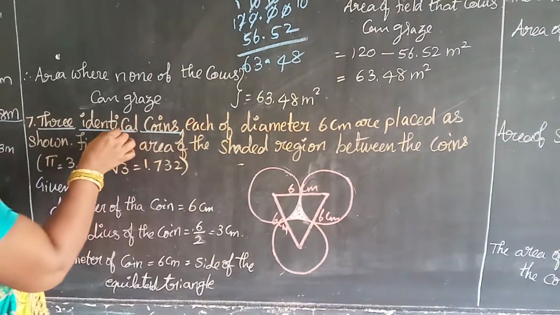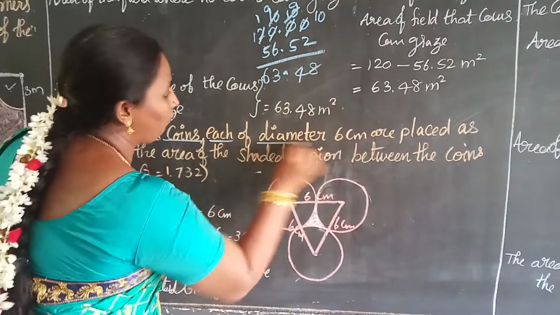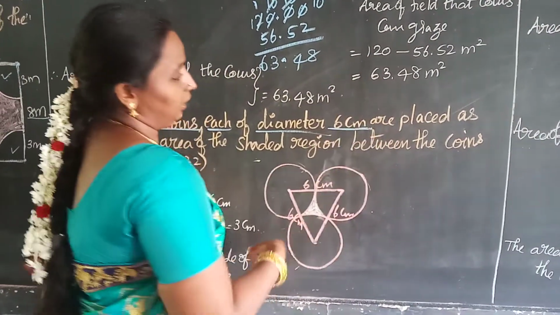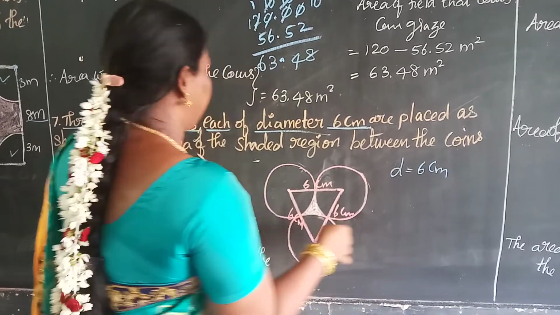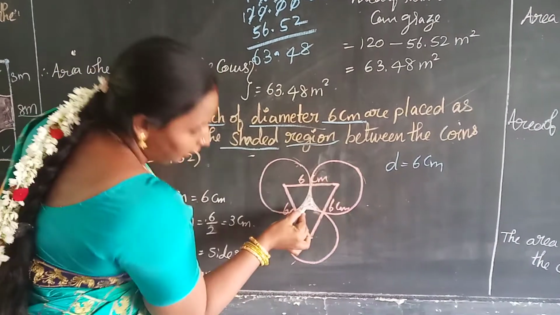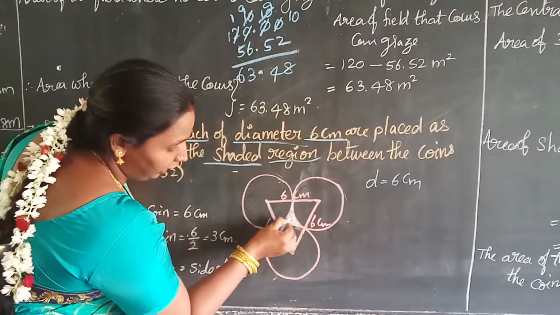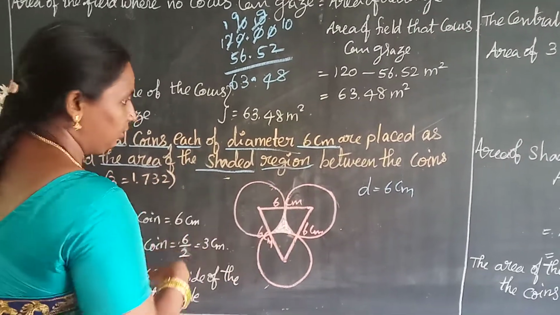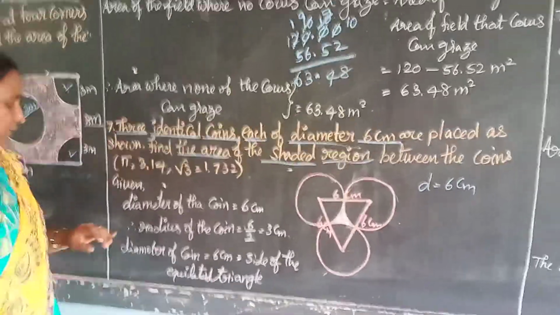What is meant by identical? They will have the same diameter. So each has a diameter of 6 cm, so the D value they gave is 6 centimeter. What did they ask us to find? Find the area of the shaded region. In between, I shaded some portion, so this shaded portion we are going to find between the coins. Pi and root 3 values are given.